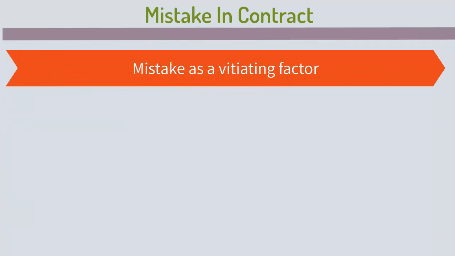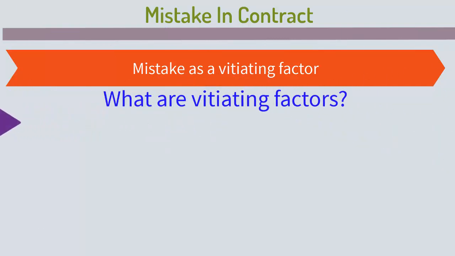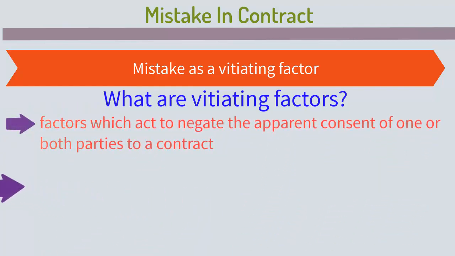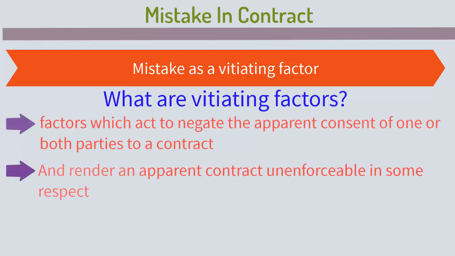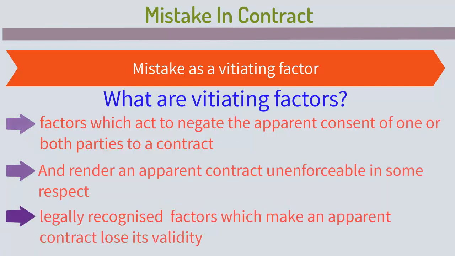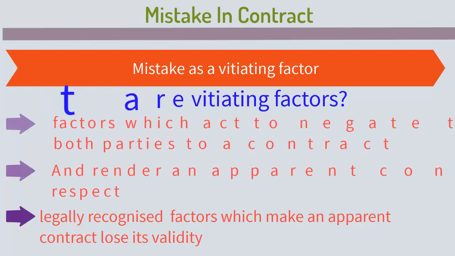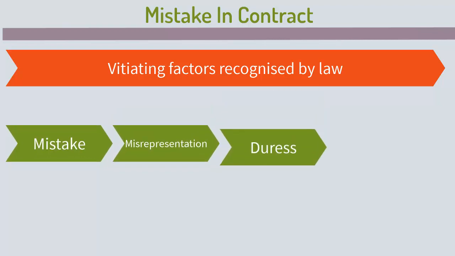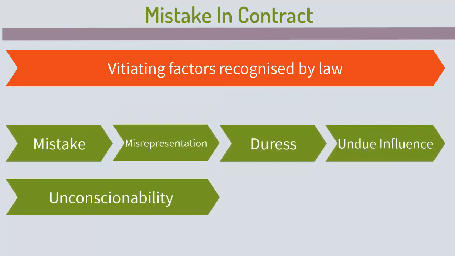Mistake is one of the vitiating factors under the law of contract. What then are the vitiating factors under the law of contract? Vitiating factors relate to factors which could negate the apparent consent of one or both parties to a contract and thus render an apparent contract unenforceable in some respect. In effect, vitiating factors are legally recognized factors which make an apparent contract lose its validity when it comes to its enforcement. The vitiating factors recognized by the law are mistake, misrepresentation, duress, undue influence, unconscionability, and illegality.